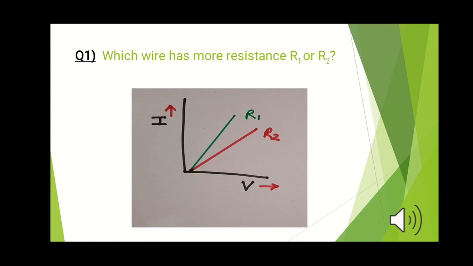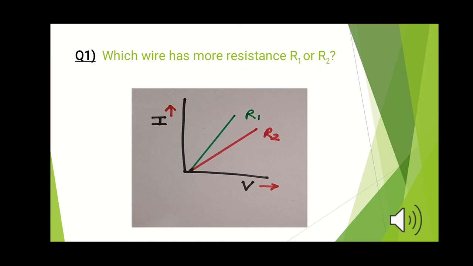The first question is which wire has more resistance. To answer this question, we have two different methods. The first method is to find the slope with the I-axis. The current is drawn on the y-axis, so if we take the angle of R1 and R2 from the current axis, the value for R2 is greater than that of R1. The value of R2 is greater than R1.